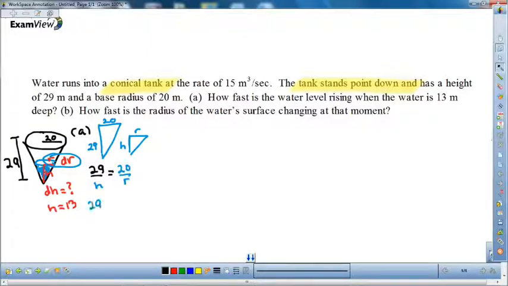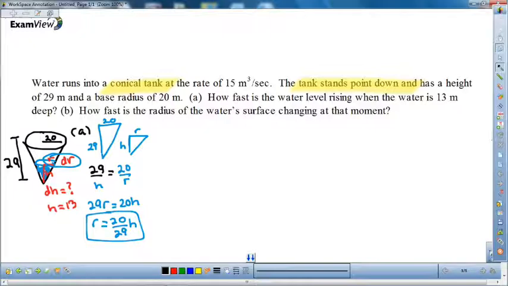So we get 29r if we cross multiply times 20h. So r is going to be 20 over 29 h. Okay, so there we have the radius in terms of the height.